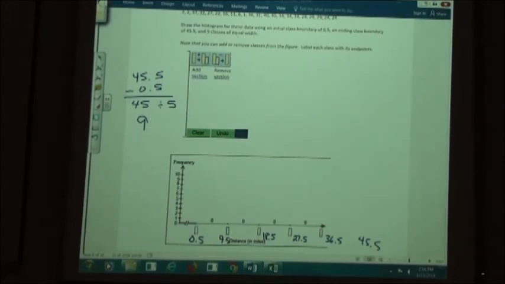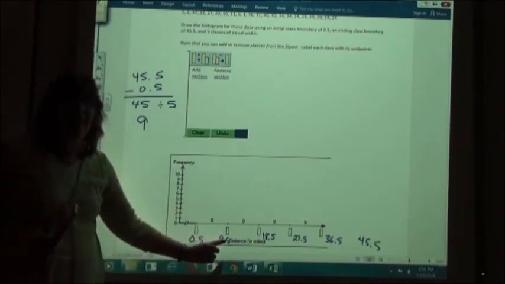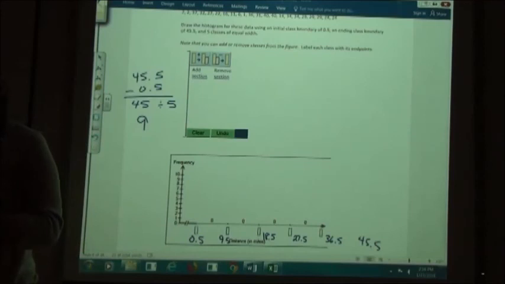So why did we do all that work? Because it probably makes it easier for us to count. We want to find all the values that are between 0.5 and 9.5, so in other words, less than 9. How many values do you have that are less than 9?